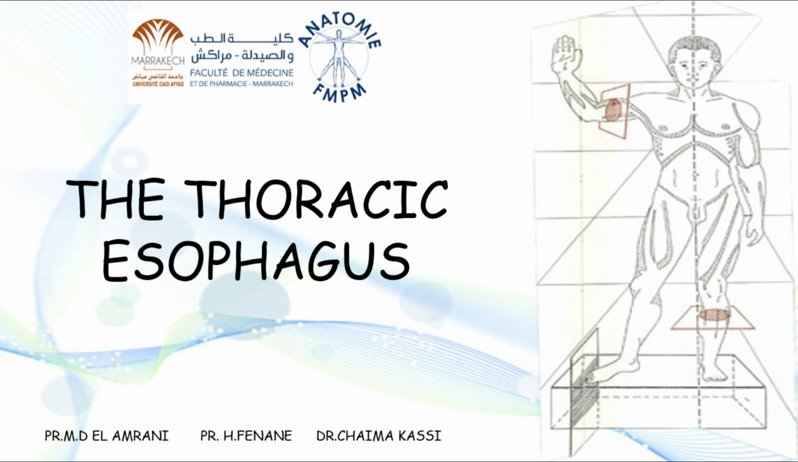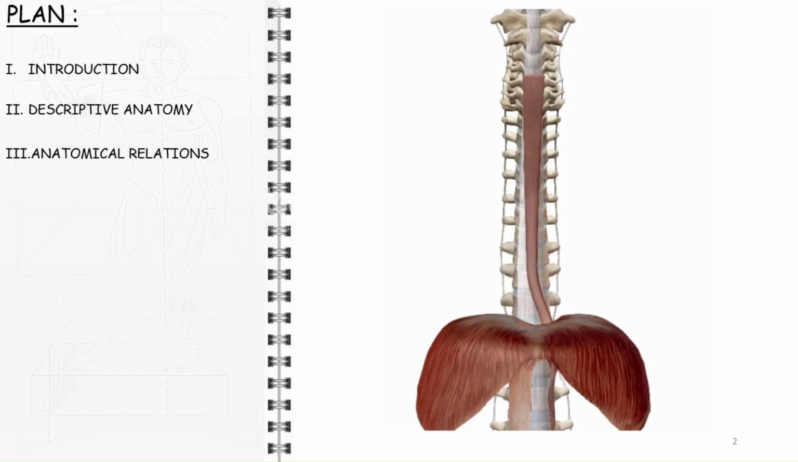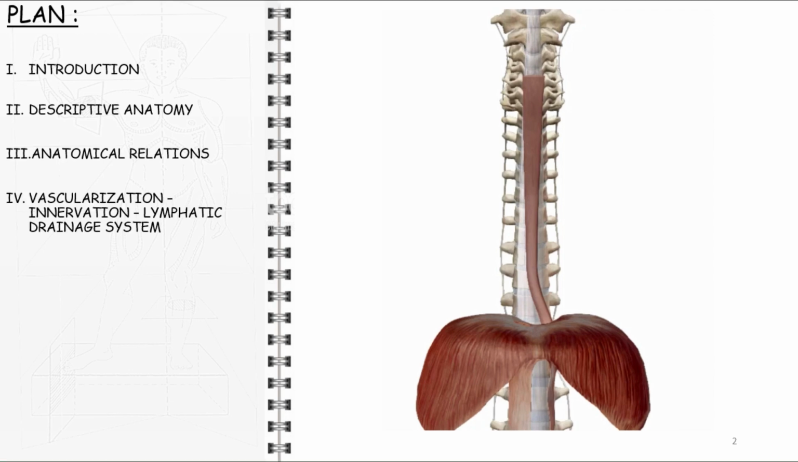In this video, we will discuss the anatomy of the thoracic esophagus, covering its structure, histological layers, and anatomical relations. We will also highlight its clinical significance. To do so, we will start with a brief introduction, its descriptive anatomy, its anatomical relations, its vascularization, innervation, and lymphatic drainage system, some key clinical notes and applications, and finally a conclusion in order to summarize all the key points.